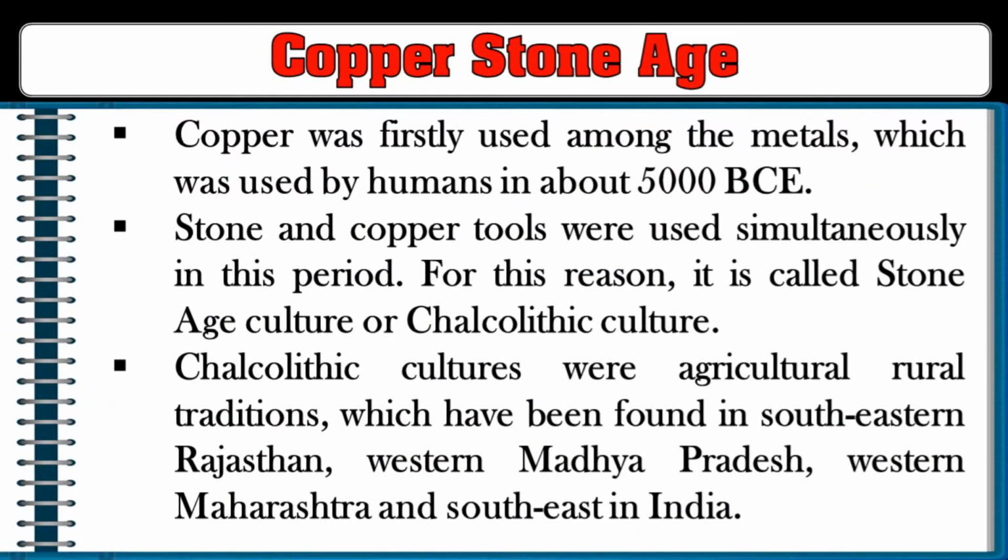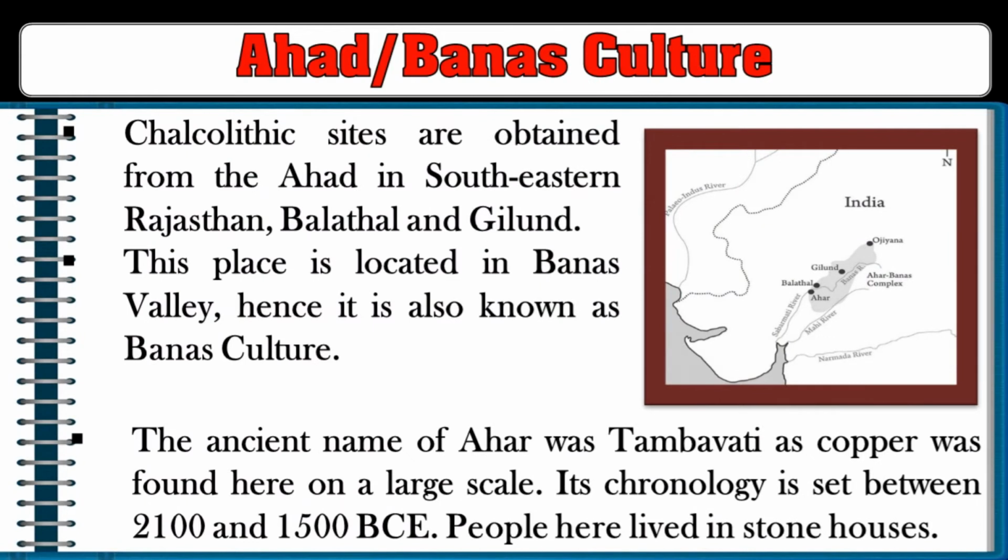Copper Stone Age. Copper was the first metal used by humans, in about 5000 BCE. Stone and copper tools were used simultaneously in this period. For this reason, it is called Chalcolithic culture. Chalcolithic cultures were agricultural, rural traditions which have been found in southeastern Rajasthan, western Madhya Pradesh, western Maharashtra and southeastern India. This place is located in the Banas Valley, hence it is also known as Banas culture.